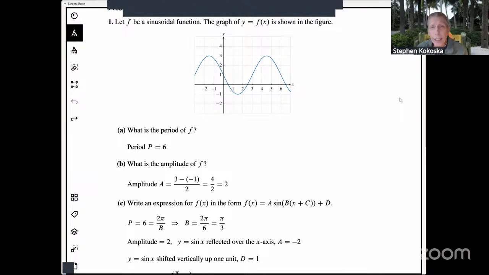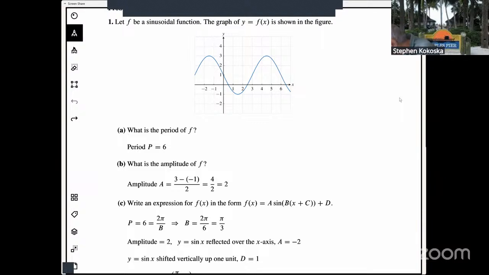For now, we can answer some of these beginning questions visually by using this graph of y equals f of x. The first question is, what's the period of f? Well, I'm going to be a little nerdy, Curtis. I'm going to pull up my ruler here.